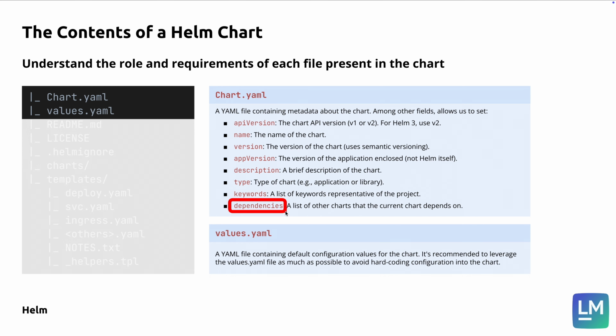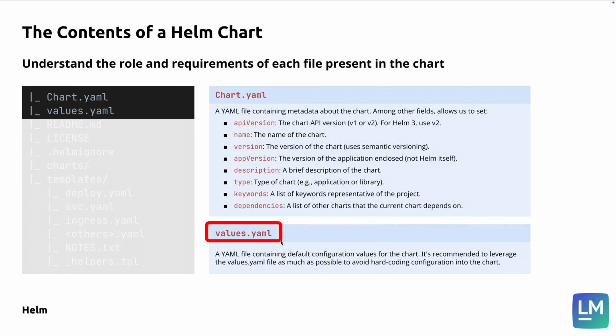We can also use the dependencies key to specify a list of other charts that the current chart depends on. So let's say that you are deploying a backend application that requires a database, but you don't really want to write all the Kubernetes manifests and configuration for the database yourself. You might include, let's say, a MongoDB, Postgres, or MySQL chart dependency here. And then this would in turn also install the dependency charts whenever we are installing our own chart.